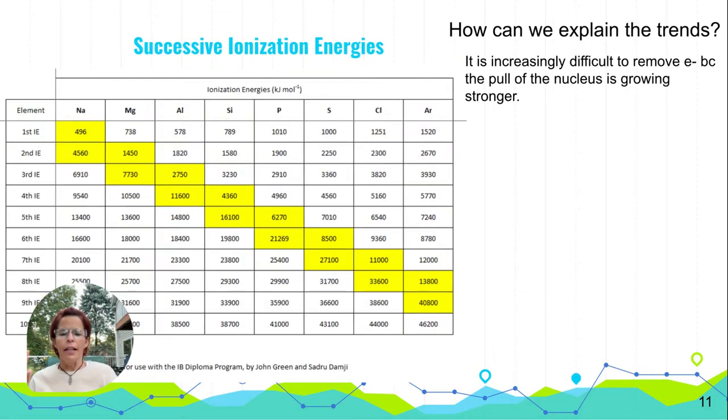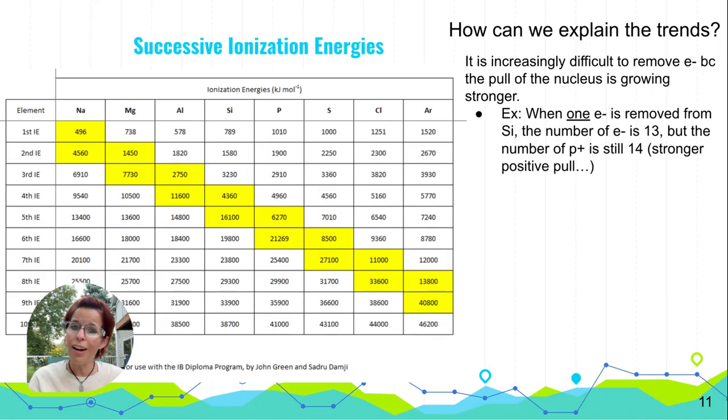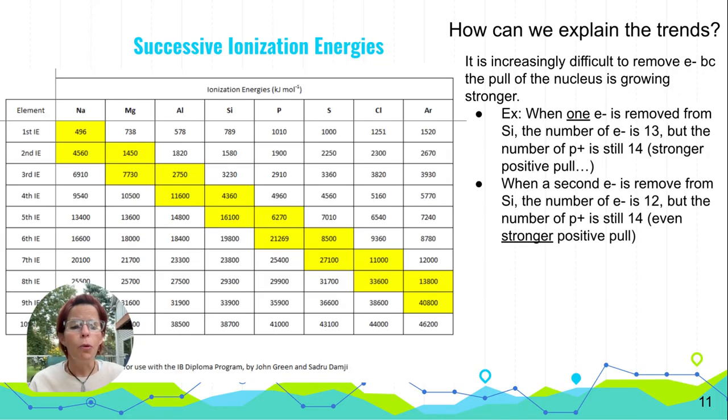Last thing. There's a lot here. I'm going to go through them quick, and I'll tell you the one thing I think you should write. It is increasingly difficult to remove electrons because the pull of the nucleus is growing stronger. It's more attractive. When one electron is removed from silicon, the number of electrons is 13, but the number of protons is still 14. So it's a stronger positive pull. When a second electron is removed, the number is 12 electrons, but the protons is still 14.